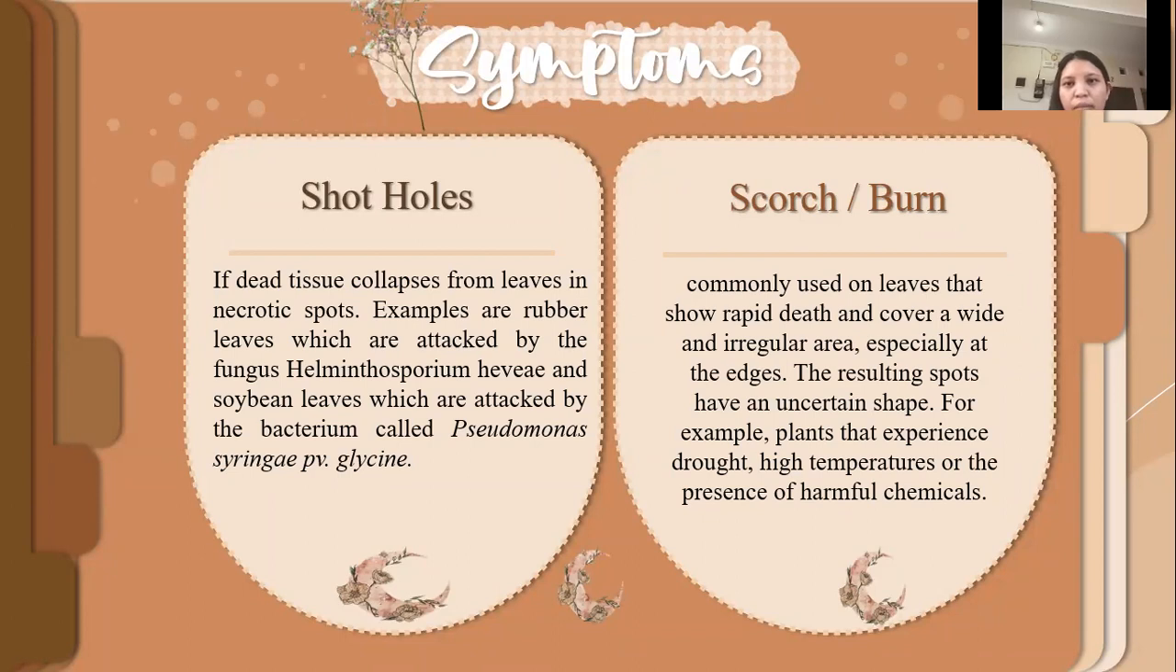Scorch or burn, commonly used on leaves that show pale dead tissue and cover a wide and irregular area, especially at the edges. The resulting spots have an uncertain shape. For example, plants that experience drought, high temperature, or the presence of harmful chemicals.